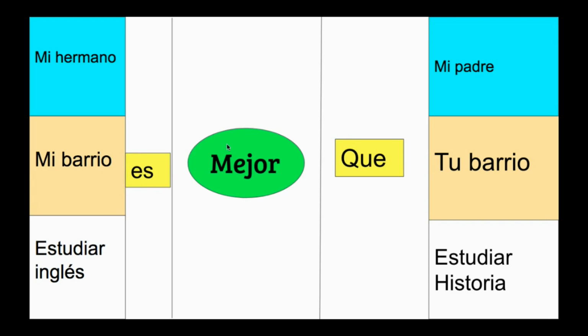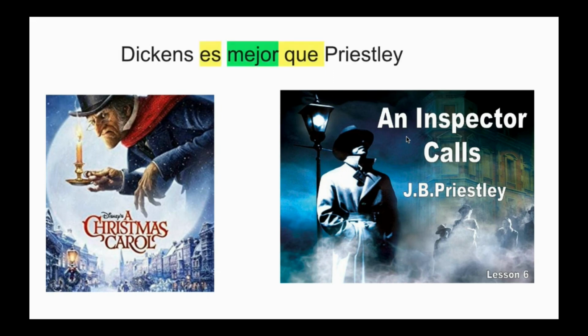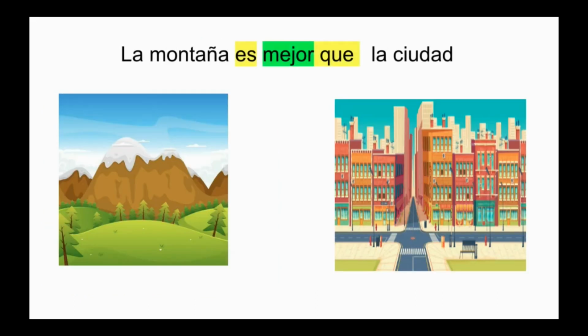As you can see, mejor is the adjective, so we don't have to put any other adjective. Is better than. Es mejor que. Examples. Dickens es mejor que Priestley. It's better than Priestley. La montaña es mejor que la ciudad. The mountain is better than the city.